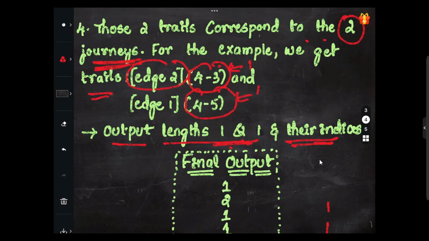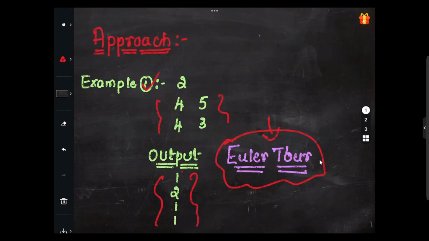We have to output the journeys as well. So this will be 2, and for the first one, the index is 1. So the overall output that we need to display is 1 2 1 1, which is equivalent to the output mentioned for example 1 within the question.